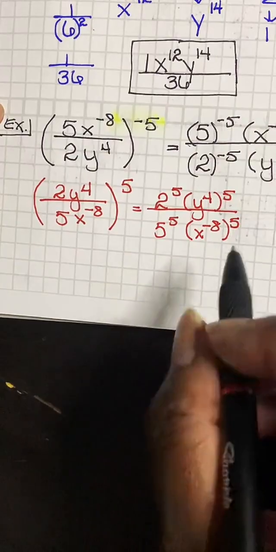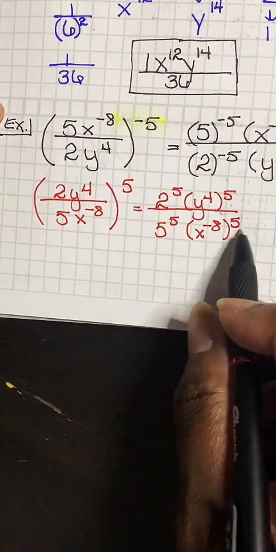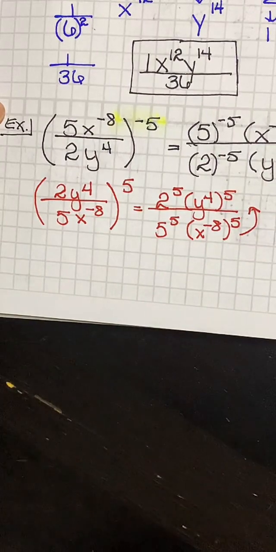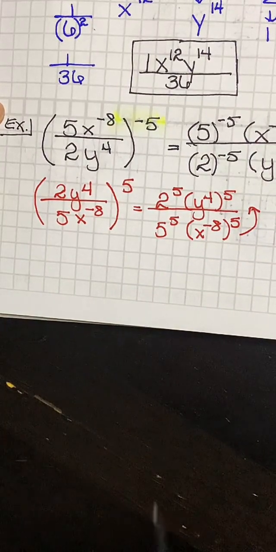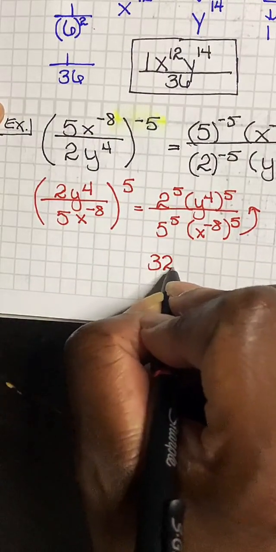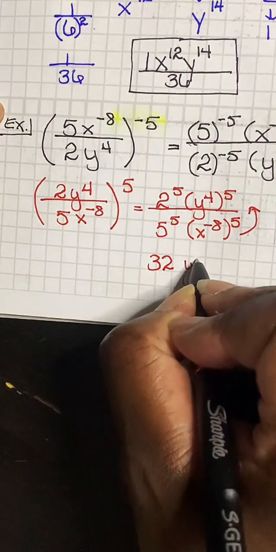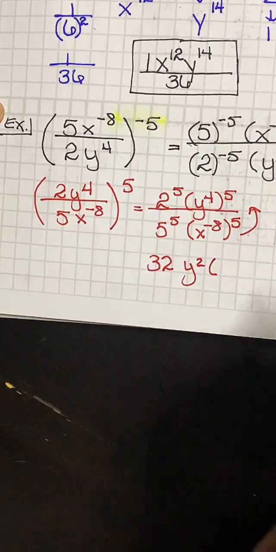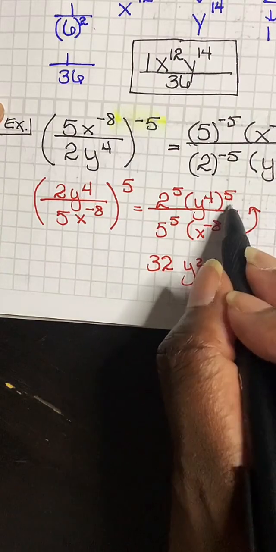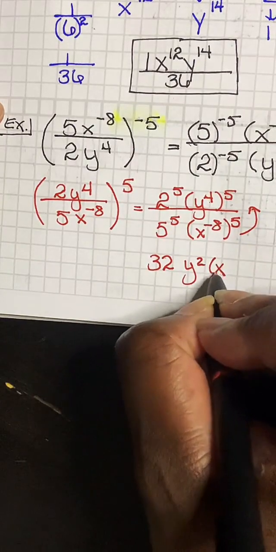Okay. So since down here we got negative 8 times 5, that gives me a negative 40. So now all I have to do is just put that x up to the numerator. So then I have my 2 to the 5th, which is 32. Y to the 4th raised to the 5th, that gives me y to the 2nd. And then since it's going to be a positive 8, because we're flipping it up, it'll be a positive 40. We have our x to the 40th.